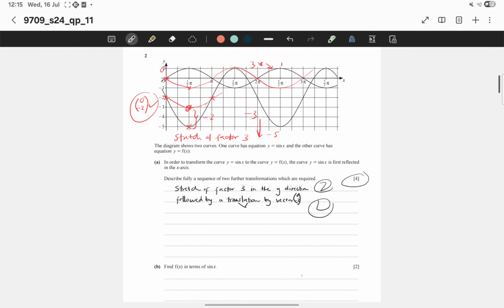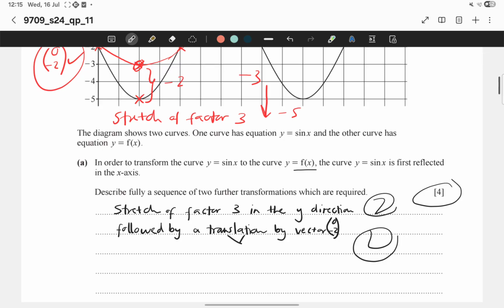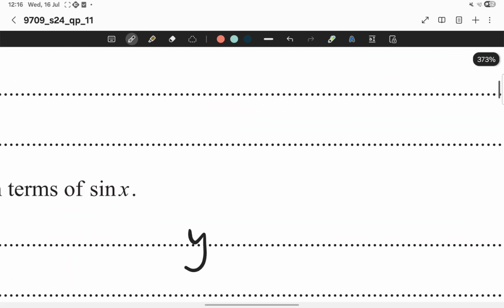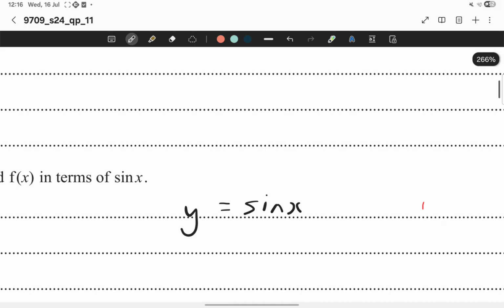Then part B says find f of x in terms of sine x. We know we got f of x after applying these transformations plus this reflection in the x-axis to this one. So we're going to use y equals sine x and apply those transformations. First we apply the reflection in the x-axis, so that will be a minus sine x. That's the reflection.